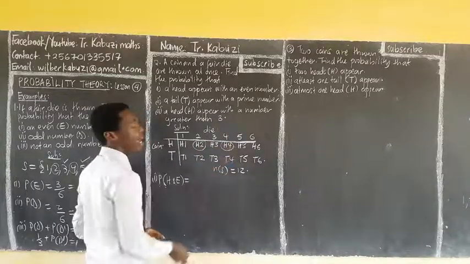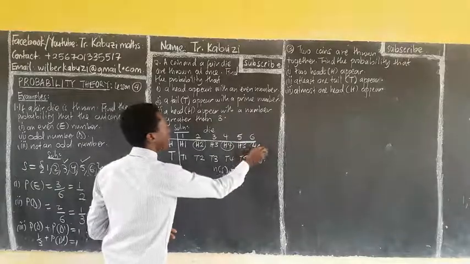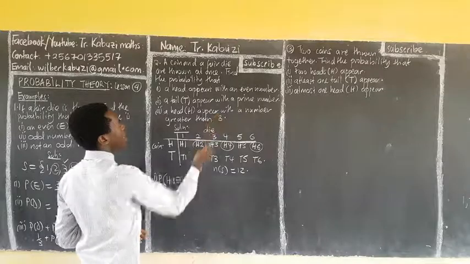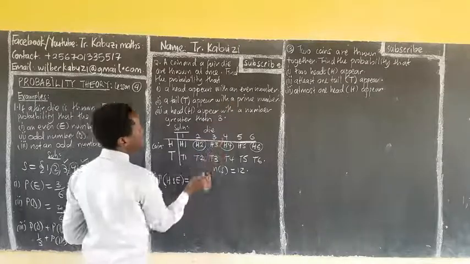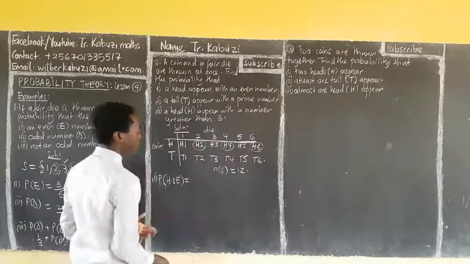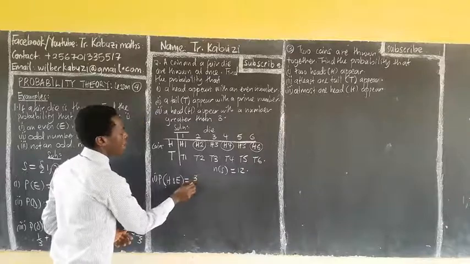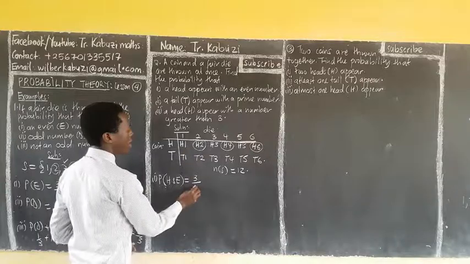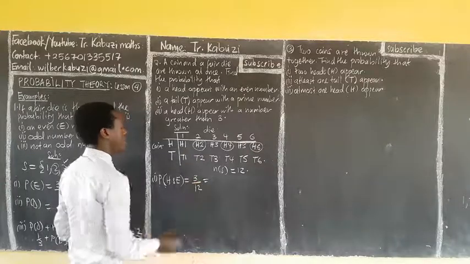A head and an even number. Also here, a head and an even number. So there are 3 where a head can appear with an even number. So 1, 2, 3. So the event for that to happen is 3 out of 1, 2, 3, 4, they are 12.